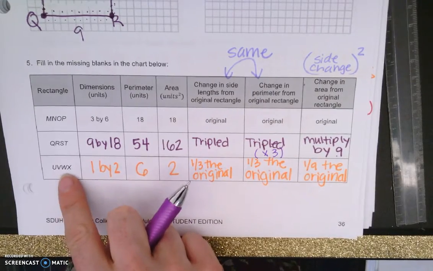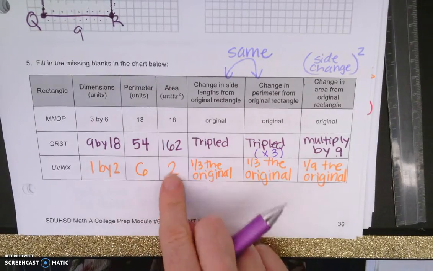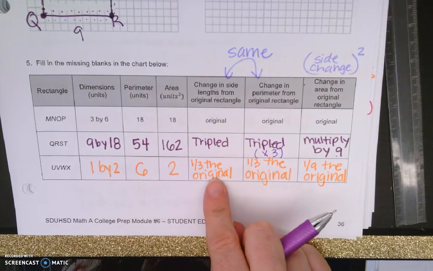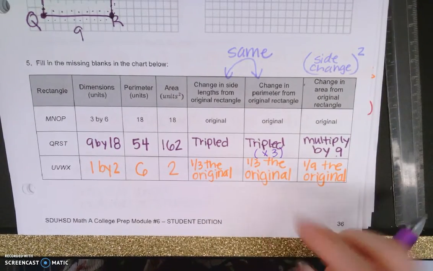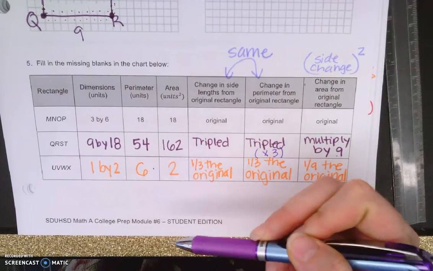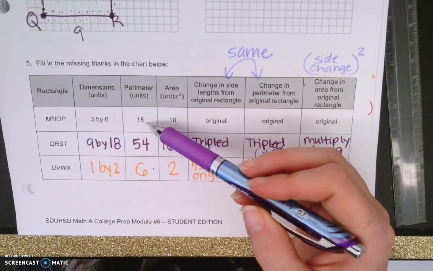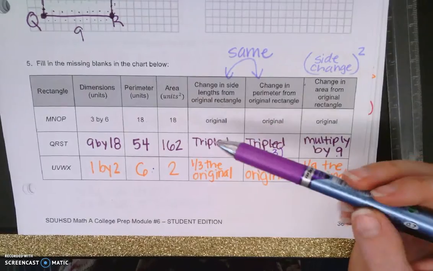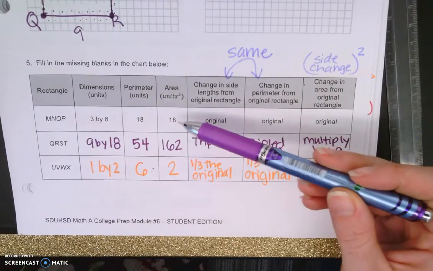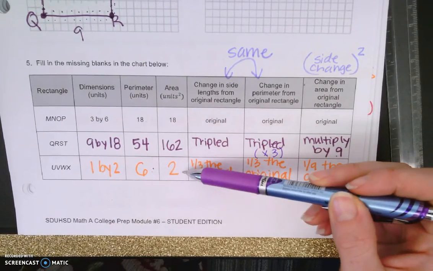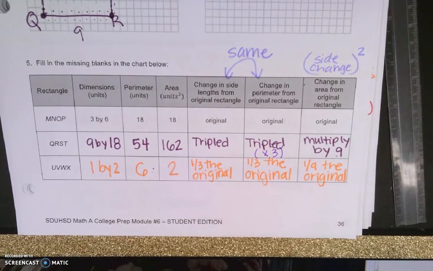We end up UVWX with a 1 by 2. That perimeter is 6 units and the area is 2 units squared. Notice we changed the side lengths by a third of the original, and our perimeter is also now a third of the original. To go from 18 to 6, we'd multiply by 1/3, or divide by 3. 18 times 1/3 is 6. Well, how do we go from the area? What do we multiply 18 by to get to 2? Well, we would divide by 9, so that's 1/9 of the original.